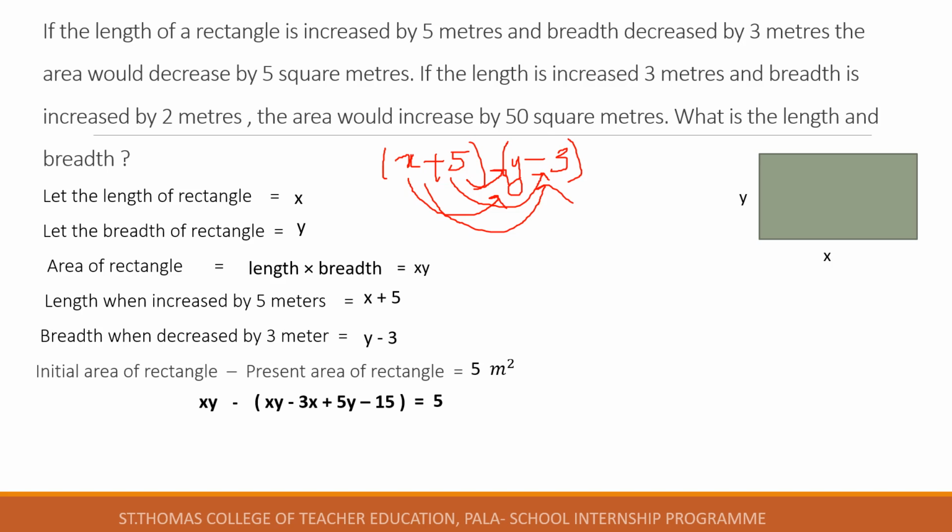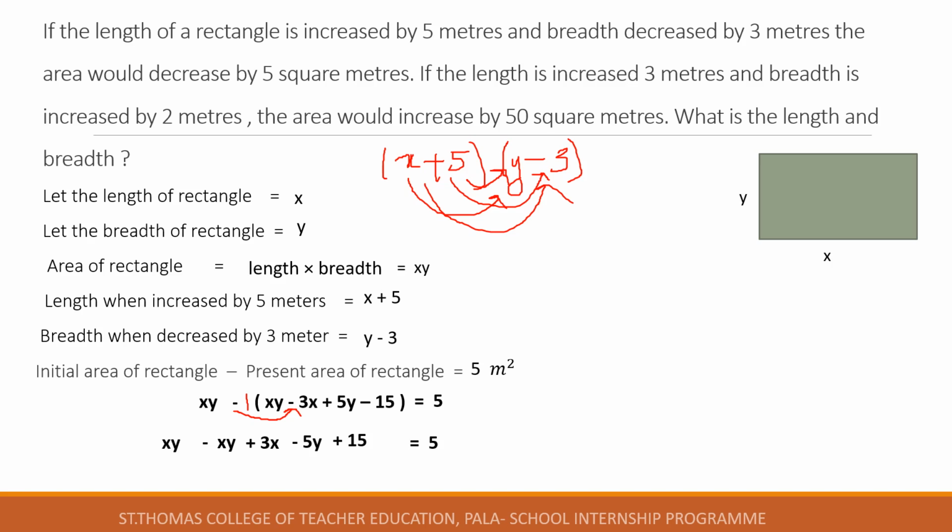5. Now open the bracket and tell me each term. There is no change for xy. And the next term is, good, minus xy. Next term is plus 3x. Why? Because minus 1 into minus 3x is plus 3x, isn't it? Next term is minus 5y. Next term is plus 15 and we get 5, isn't it?